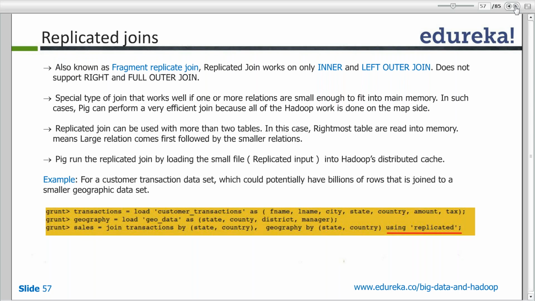It's based on the order of files. Rightmost file is the smallest file. Okay, so it will not do a right outer join, it can do a left outer join. That's how it is designed to do.